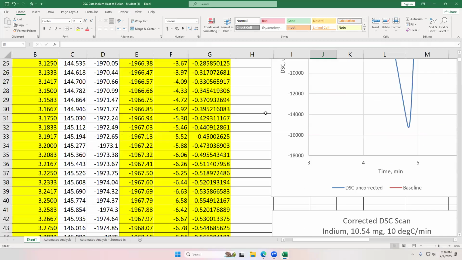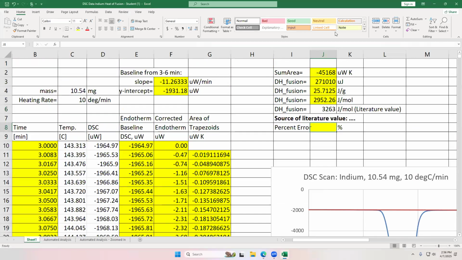And that's it for today. Save your work. You know how to do percent error. Save your work and then upload. This is part 2 of your lab performance for today.